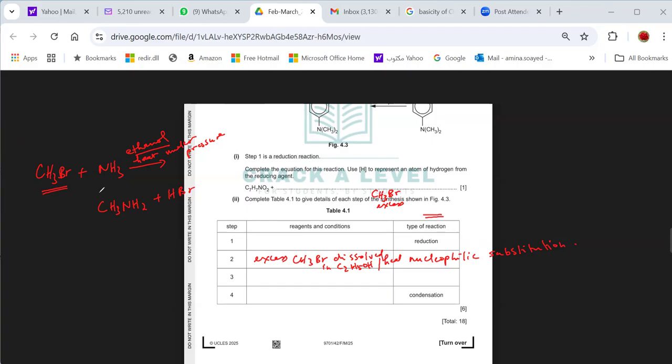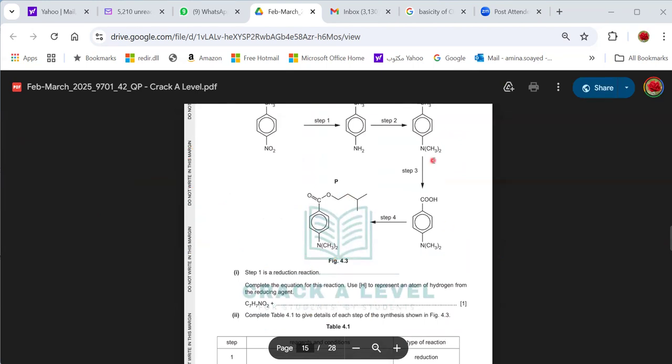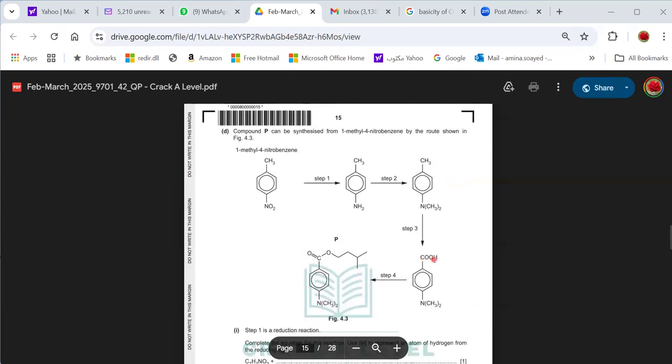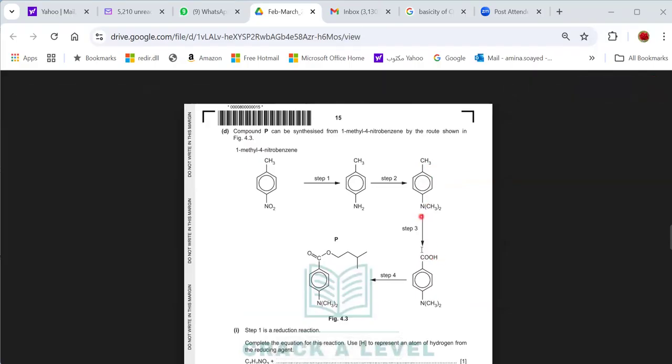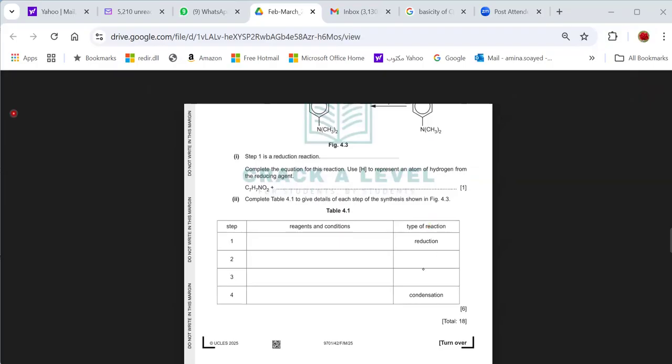Okay, the third one, in step 3, they changed the CH3 group to COOH group. So this means that this is oxidation. And of course, we do this with potassium manganate. So here we are going to write the type of reaction is oxidation. And here we have to add cold alkaline potassium manganate.